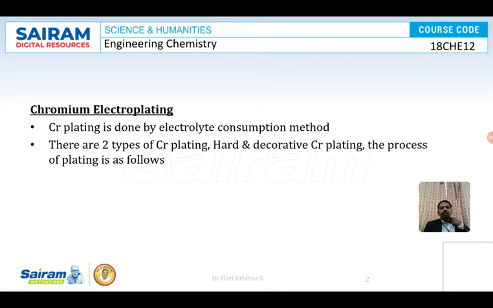This chromium plating, as we have discussed earlier, chromium is a passive metal. So for all passive metals, electrolyte consumption method is done. So what is electrolyte consumption method? Here the anode is inert and the coating material is the cathode. Okay, so we're going to do it by electrolyte consumption method.